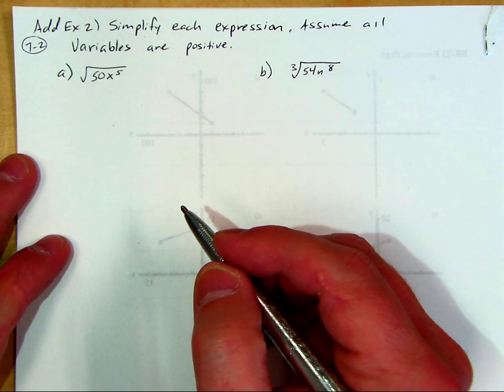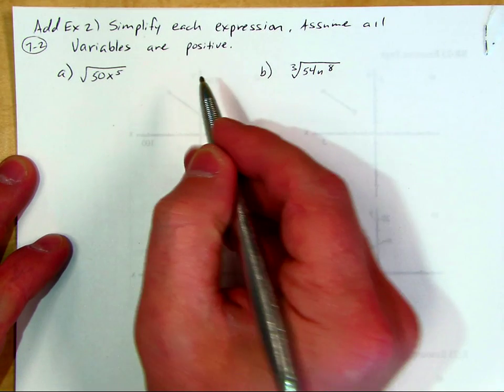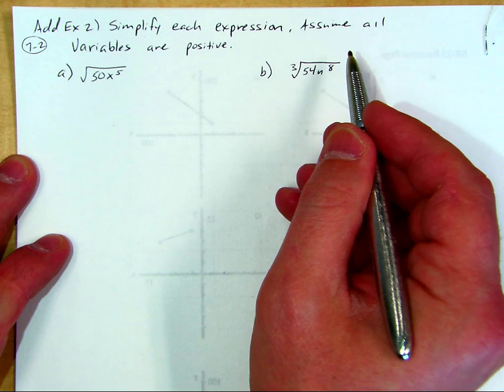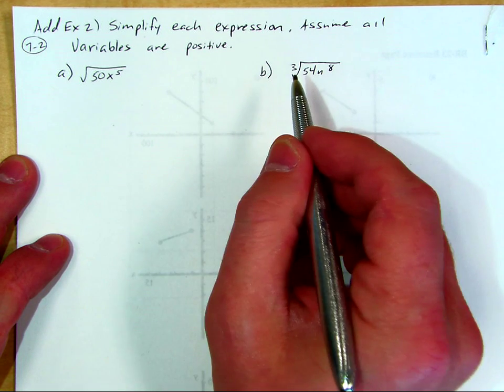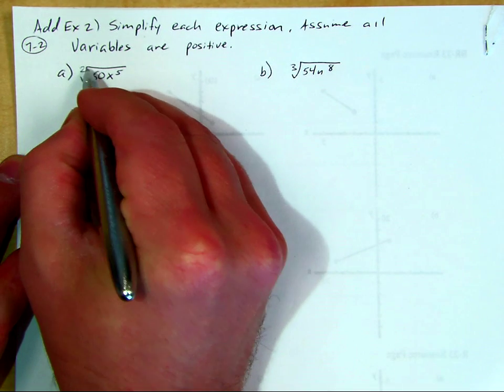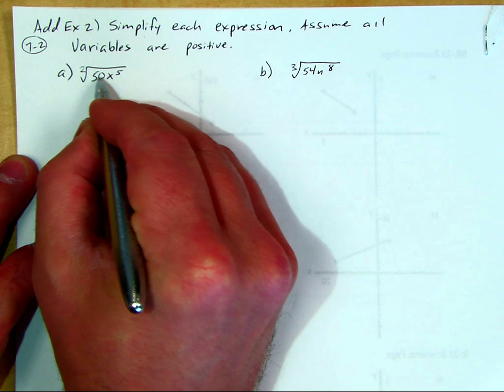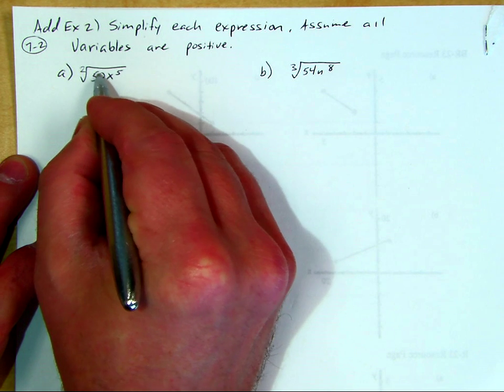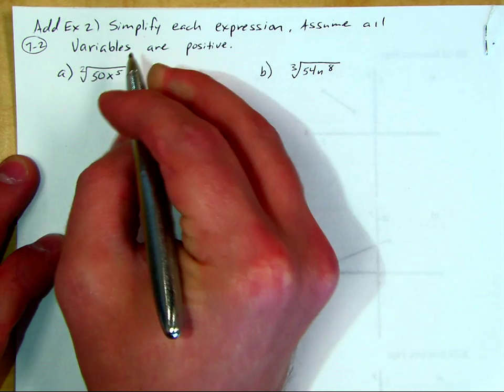Here is 7-2, example 2. We're simplifying each expression. We're assuming all variables are positive, so we do not need to use absolute value. So again, we're talking about square roots. So we're going to break up each thing into perfect squares. These are things that multiply by themselves twice.